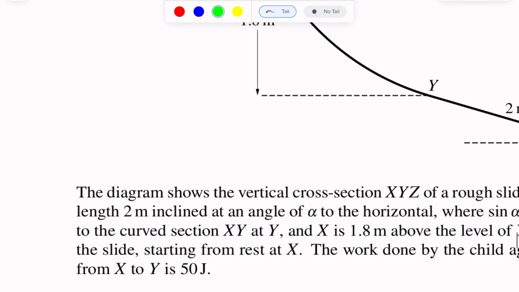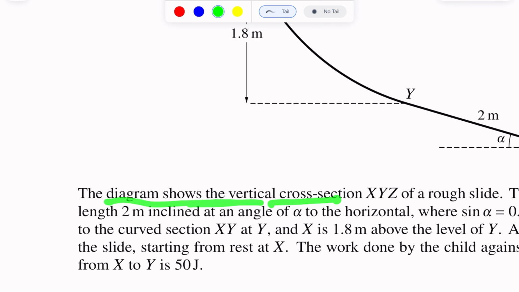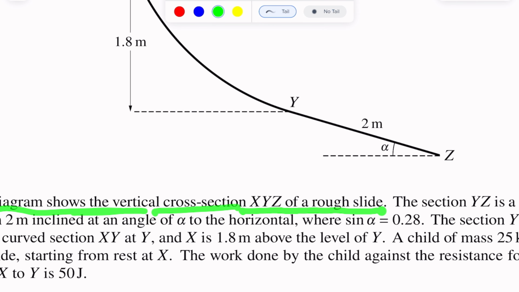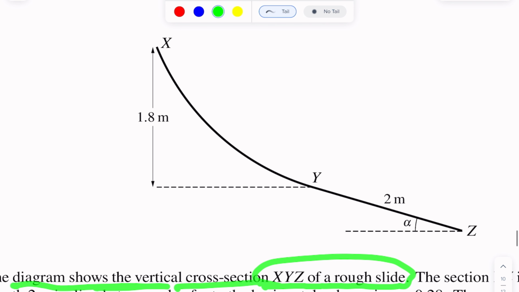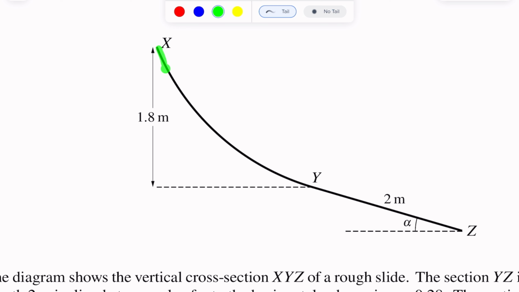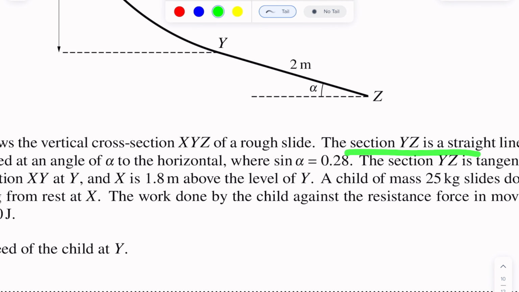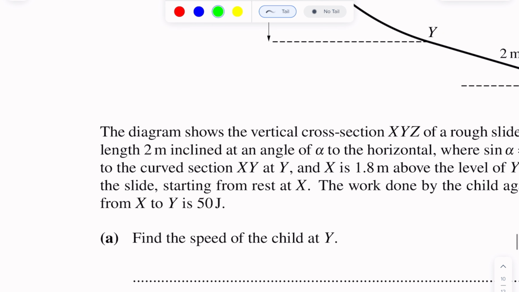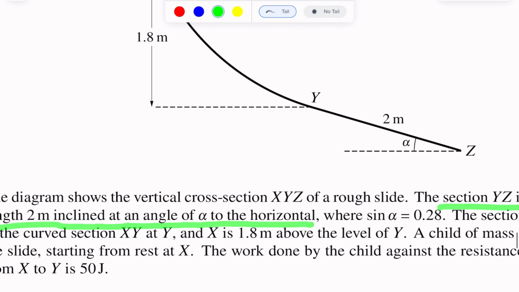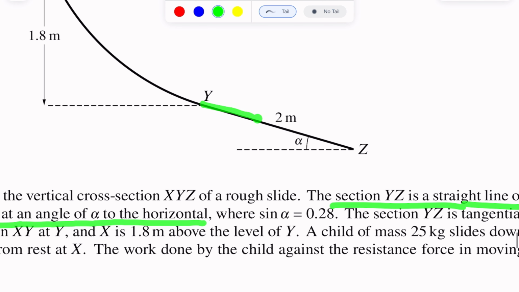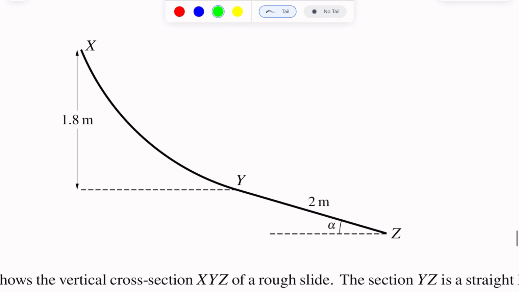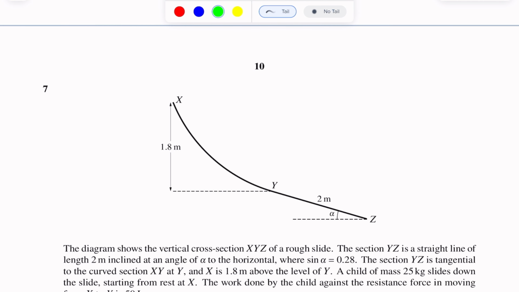The diagram shows the vertical cross section X, Y, Z of a rough slide. XYZ is a rough slide. The section YZ is a straight line of length 2 meters inclined at an angle alpha to the horizontal. YZ is a straight line. XY is a curved part of the slide.